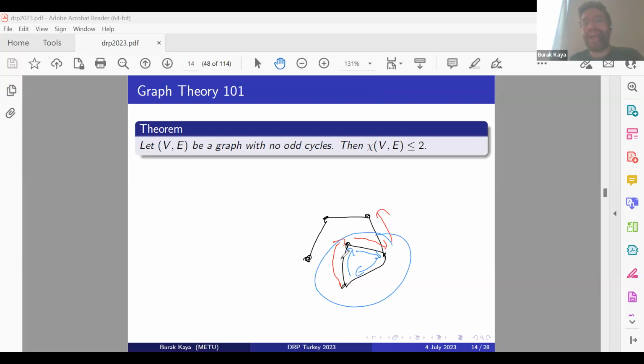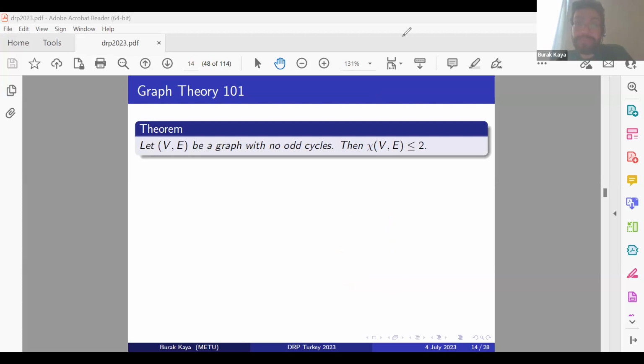It's a theorem that if your graph contains no odd cycles, then the chromatic number is actually less than or equal to 2. Now, why is this the case? The basic idea is the following. Now, I'm going to draw a graph with no odd cycles.